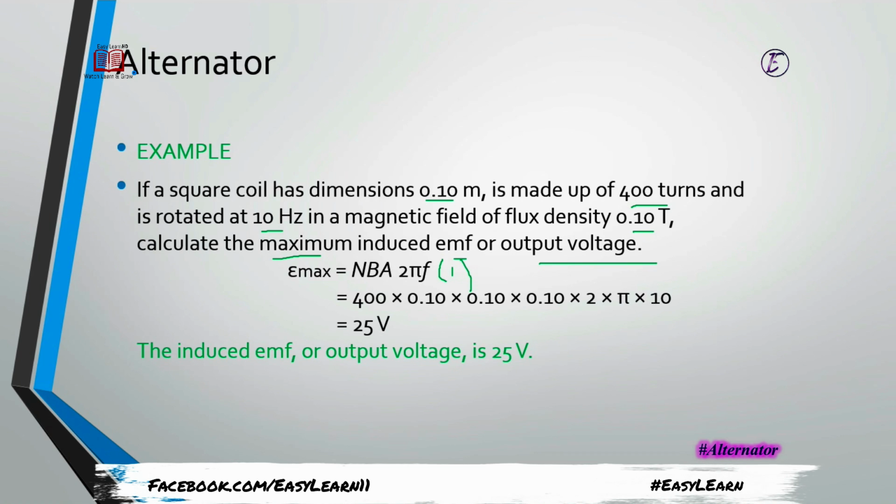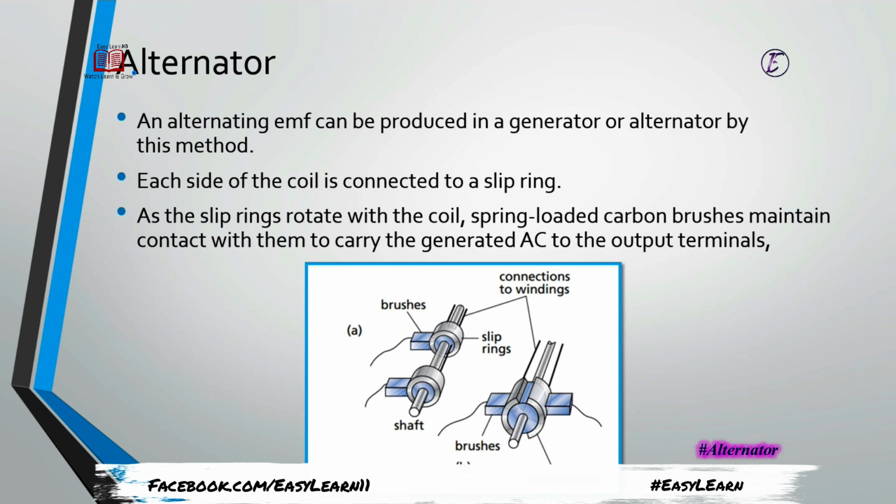E max equals NBA 2πf. The value of N is 400, B is 0.1, and area is 0.1 multiplied by 0.1. Why did I multiply 0.1 by 0.1? This is a question for you, I'm not discussing it here. Anyway, 2πf, where π is 3.14 and f is 10, because the frequency is given as 10 hertz. After all the multiplication the answer is 25 volts. It means that the maximum induced EMF that can be produced is 25 volts. So this is the case we are interested in.